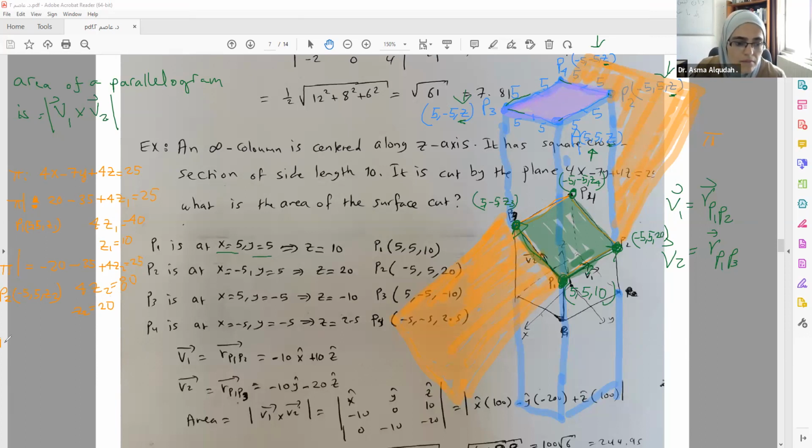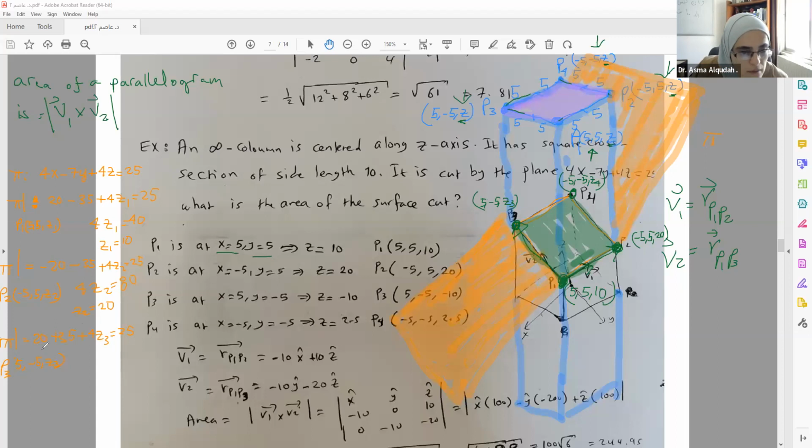Now we substitute for P3, pi at P3. P3 is given by 5, minus 5, Z3. So the plane equation is 20 plus 35 plus 4Z3 equals 25.